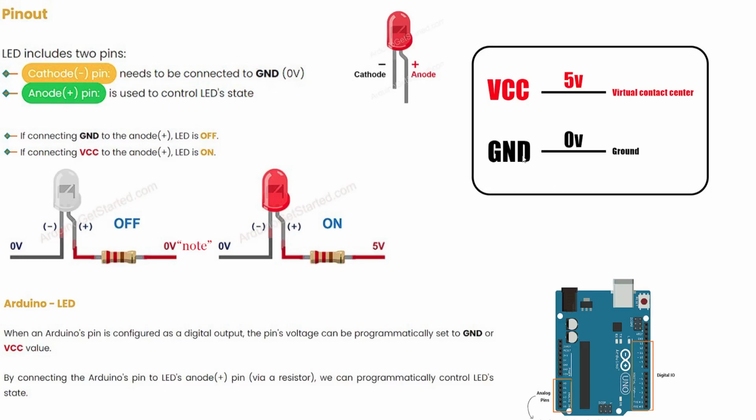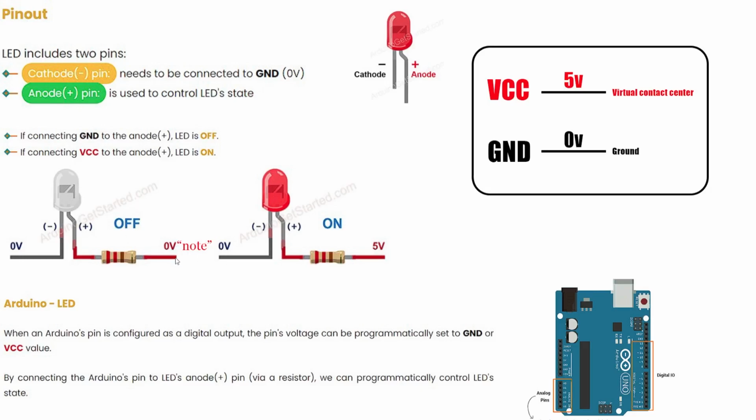What is GND? GND is ground, equal to 0 voltage, and VCC is equal to 5 voltage. If connecting GND to the anode, LED is off, okay? And if connecting VCC to anode, LED is on, okay? Anode to 5 voltage, LED on. Anode to 0 voltage or GND, LED is off.